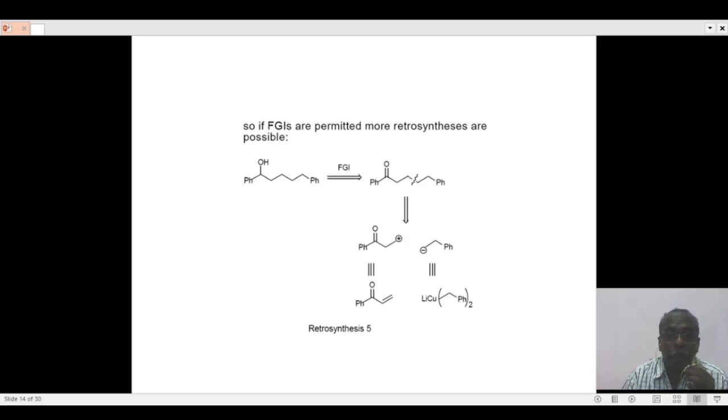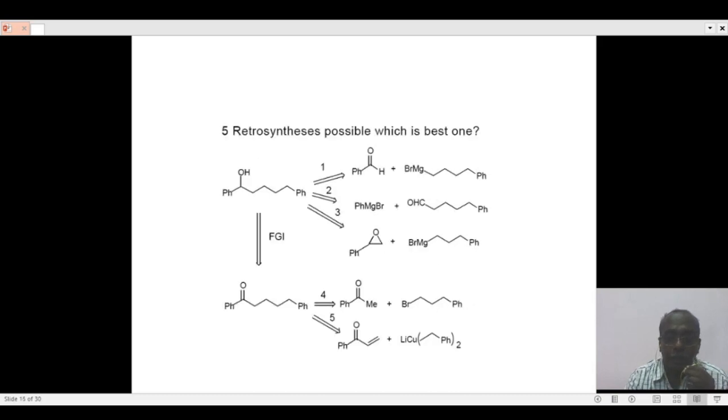Here, before obtaining the desired product, the OH group is in the target molecule. The OH group present in the target molecule is converted by functional group interconversion. Due to the functional group interconversion, this OH is converted into ketone. Then we are going to carry out the disconnection. Then all the possible routes are given.